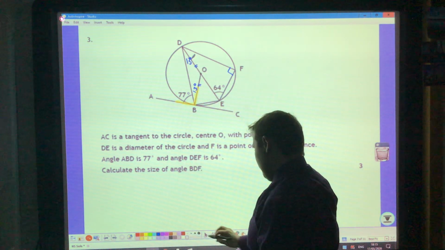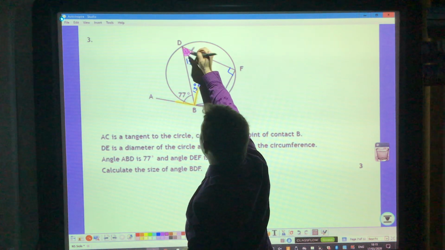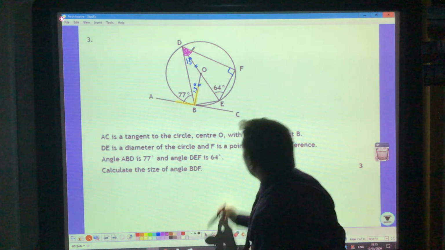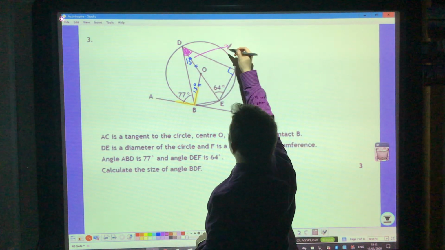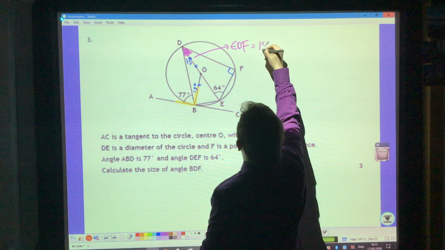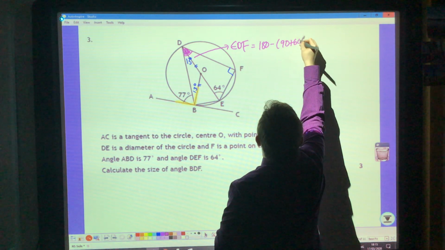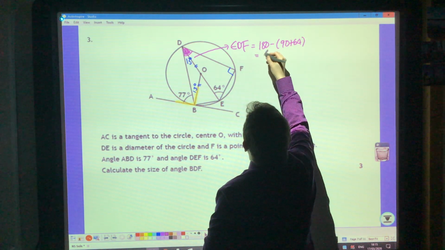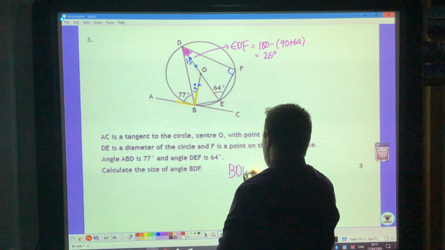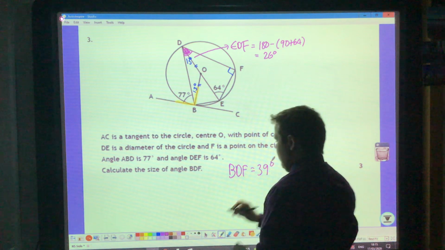What angle can we find in BDF? So BDF is this one up here. So we've already got part of it, the 13, and I can get the other part of it by that bit there being, so EDF is 180, take away 90, add 64, and that is going to be 26 degrees. So that must mean that BDF is 13 add 26, 39 degrees.